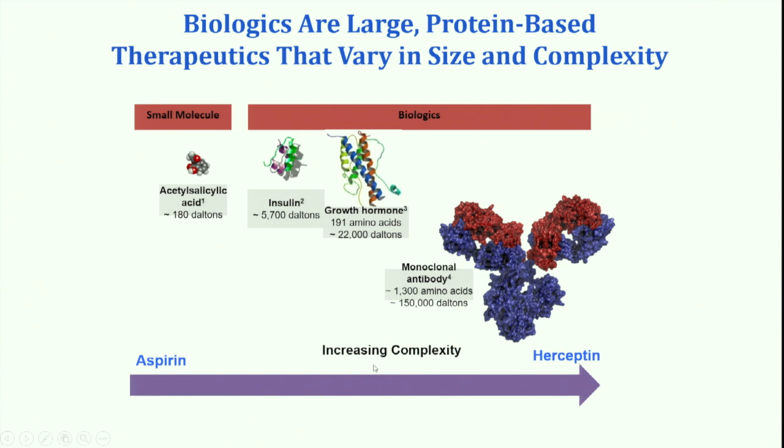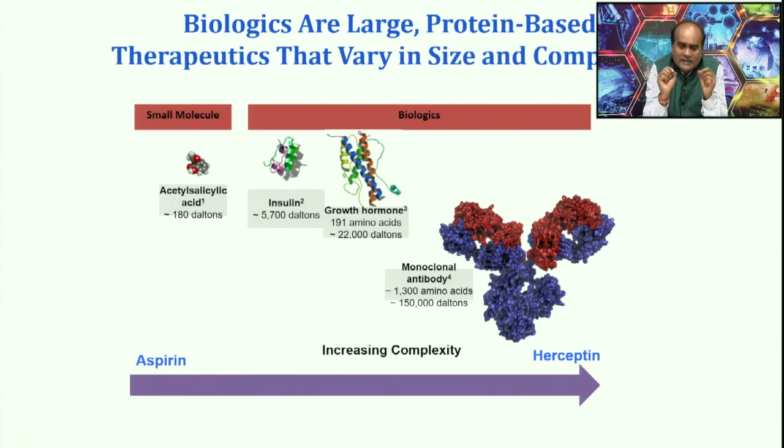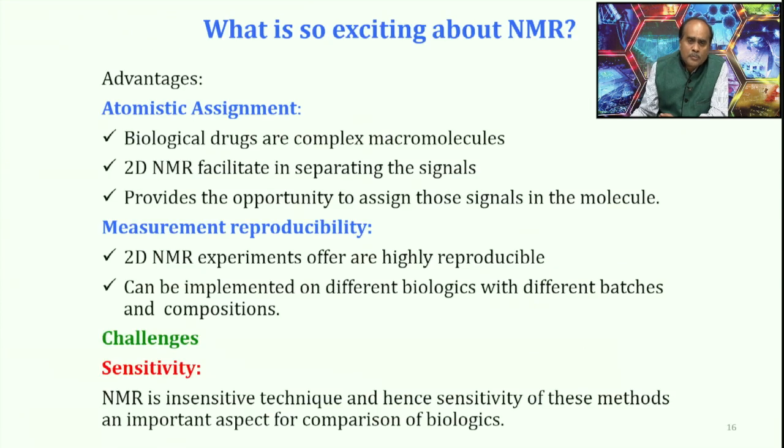Now if you compare with aspirin, the complexity increases, therefore robustness of the characterization is needed when we are talking about the higher order structure. So the little bit of variation that happens between this structure and some other structure needs to be captured in a robust and precise manner, and there NMR becomes an exciting tool.